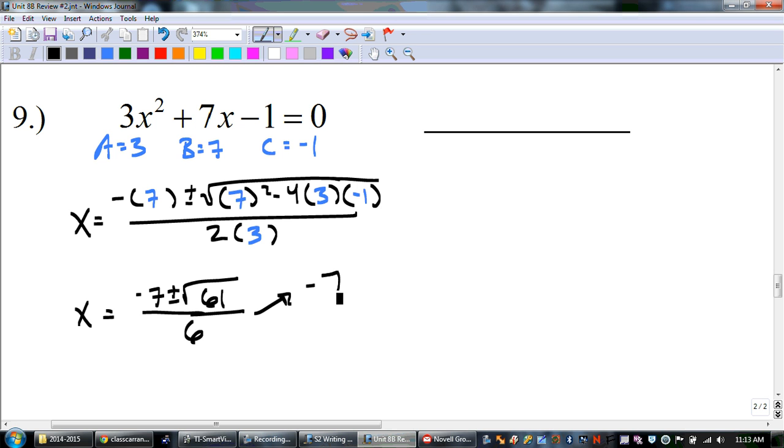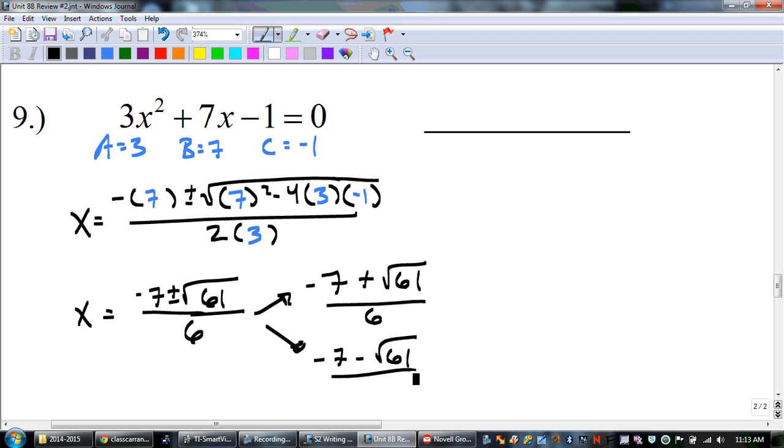So I know this is where we can split that: -7 plus the square root of 61 divided by 6 is an answer, and then -7 minus the square root of 61 divided by 6 is your answer. So why don't you go ahead and do those in your calculator and see what you get. Okay, good luck.